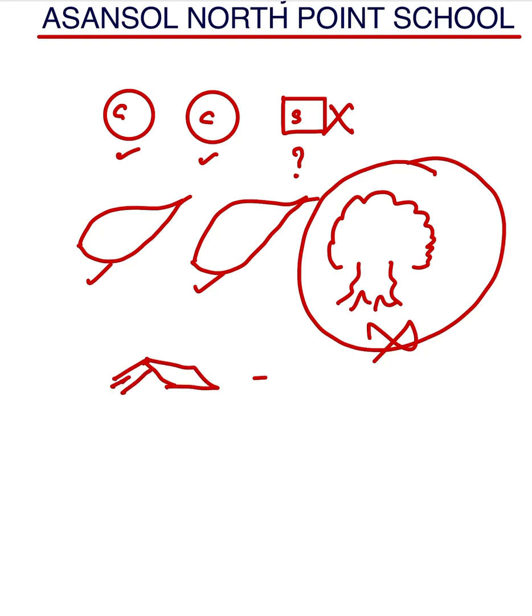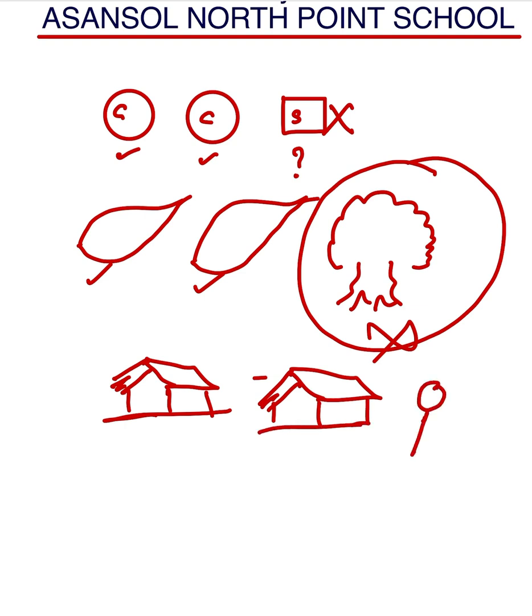Now another example I am showing you, a hut. Now another hut, and here one man. Suppose it's a man. So tell me, which is odd over here? Yes, very good children. This is odd over here. So we need to pick out the odd one.